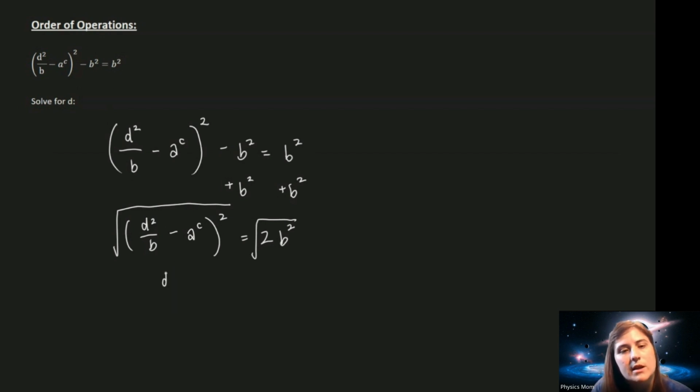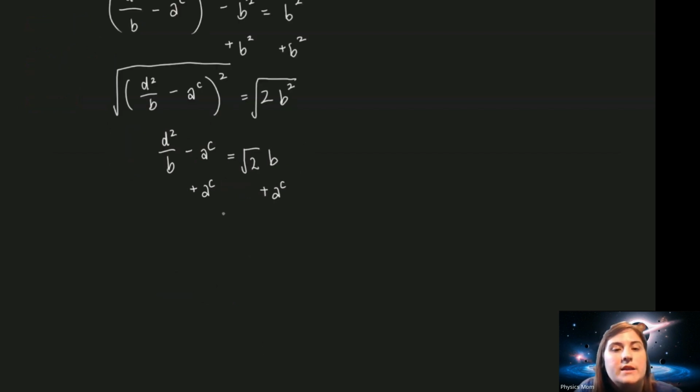And square rooting a square undoes the square. So on the left-hand side, I get d squared over b minus ac. And now I don't have to add the parentheses, because parentheses were stating that I had two of them, and now I just have one of them. That is equal to, I can simplify this to the square root of 2, and then the b squared square rooted gets to be b. I need to add ac to both sides. Now, root 2b and ac, they are not like terms, so I cannot simplify them together. So I would write it like this: d squared over b is equal to the root of 2b plus ac.